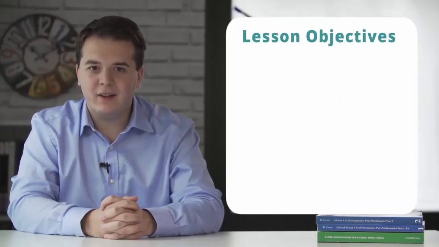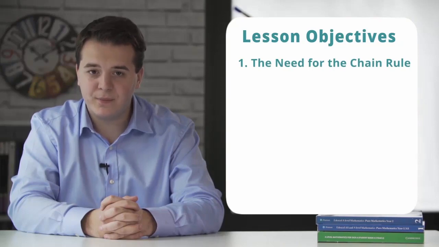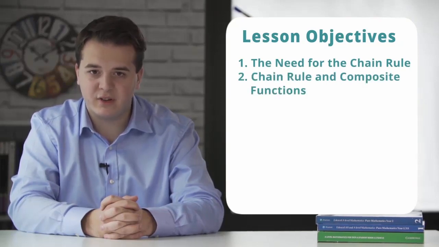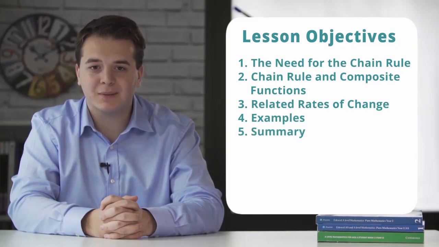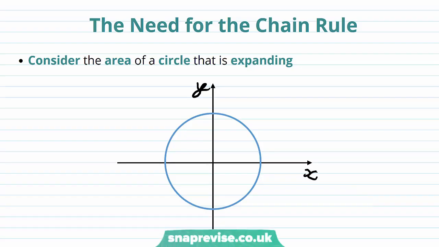Hi guys, in this video we'll take a look at the need for the chain rule and composite functions, related rates of change, examples, and then we'll finish with a summary. So what is the need for the so-called chain rule?